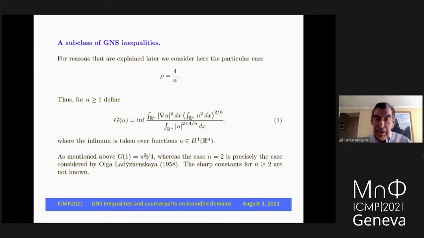As I mentioned before, when the dimension is one, the best constant is known, it is pi squared over four. This is related with the Lieb-Thirring inequalities, for example. The case n equal two was precisely the case considered by Olga Ladyzhenskaya in 1958. The best constant for any n bigger or equal to two, except for the case alpha equal one, the Sobolev inequalities, is not known.